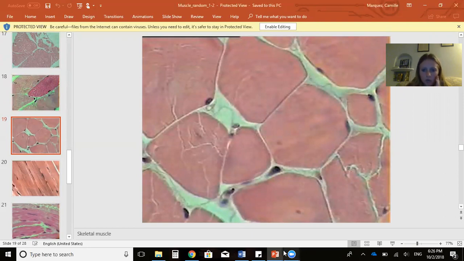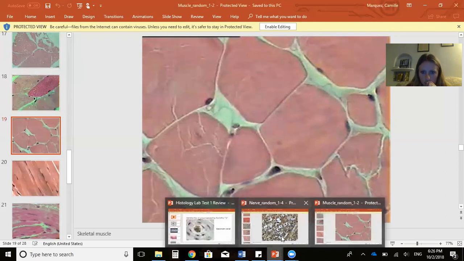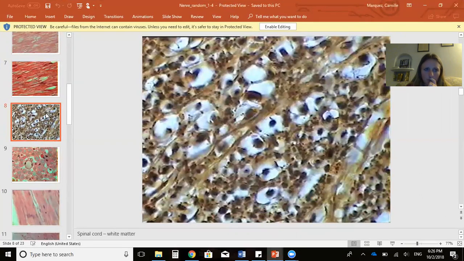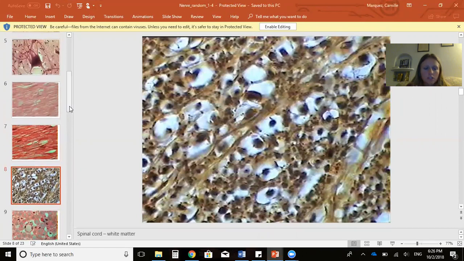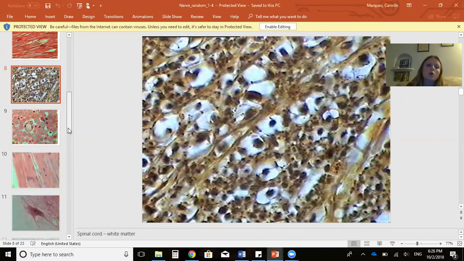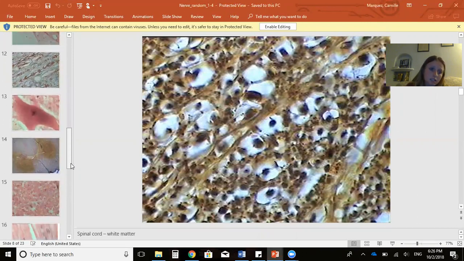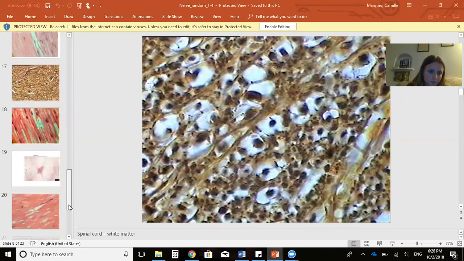The other thing I want to go through is your neurons. You're going to have your nervous tissue, so your white and your gray matter, but then you're also going to have your peripheral nerve tissue. So I kind of want to go through how to tell the difference. We learned this today as well.